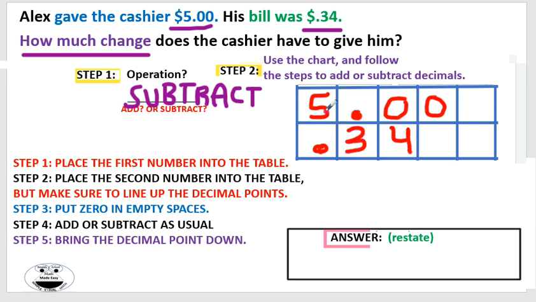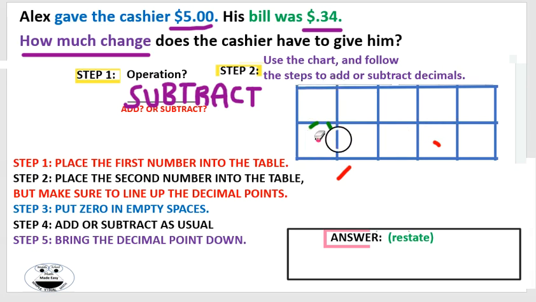This is not correct. Why is this not correct? Because you can see here that the decimals are not lined up on top of each other. This decimal's in the first column, this decimal's in the second column. So that is not correct.